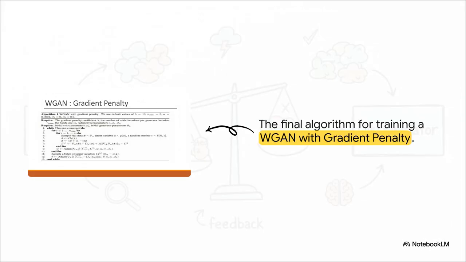This final algorithm, this is the recipe that puts all those pieces together. It shows the whole training loop for a WGAN with a gradient penalty. You can see the steps right inside the loop. We train the critic for a few rounds, calculating its loss plus our new gradient penalty. Then we take a turn training the generator. This complete recipe is what powers so many of the most impressive and stable image generation models we see today.